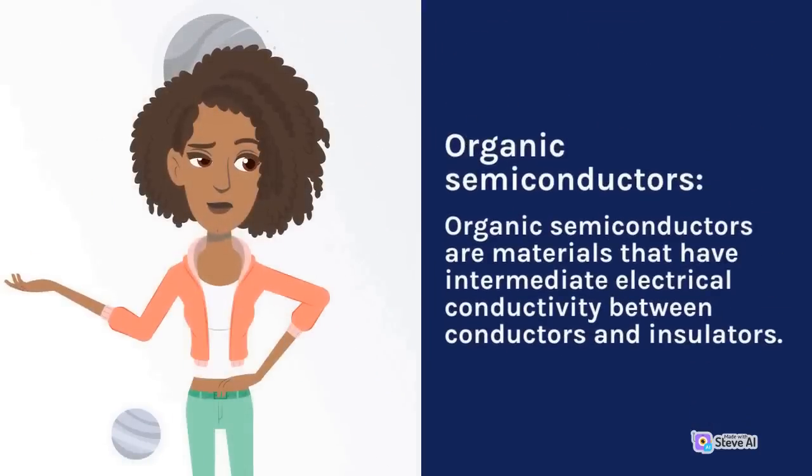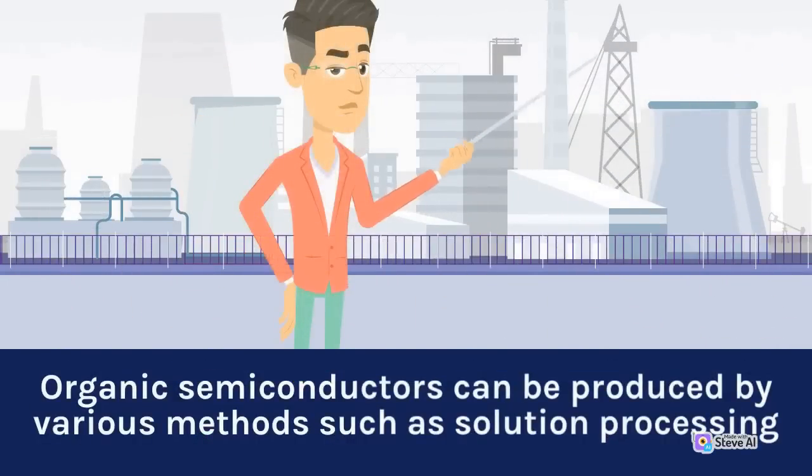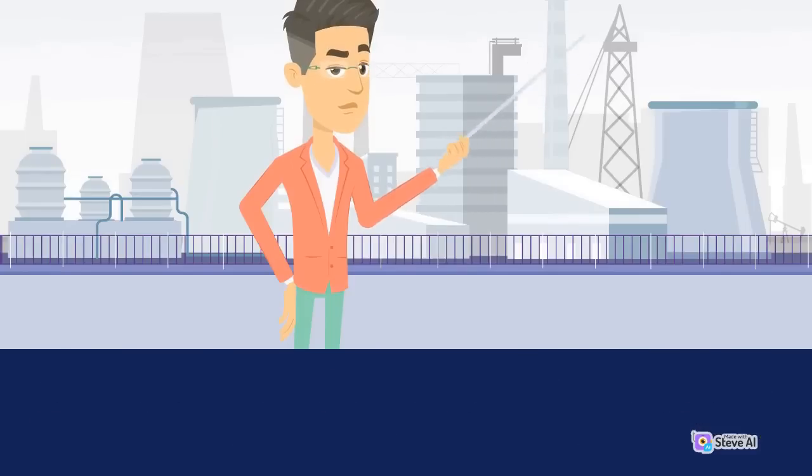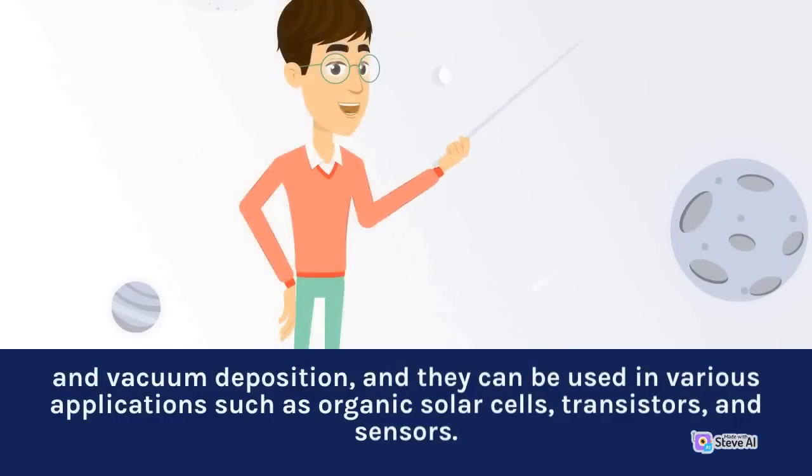Organic semiconductors. Organic semiconductors are materials that have intermediate electrical conductivity between conductors and insulators. Organic semiconductors can be produced by various methods such as solution processing and vacuum deposition, and they can be used in various applications such as organic solar cells, transistors, and sensors.